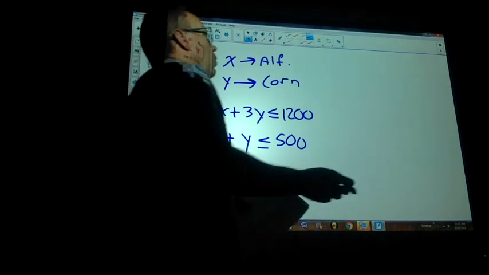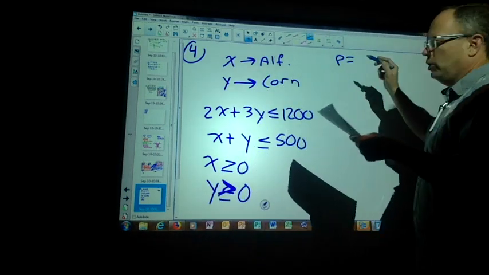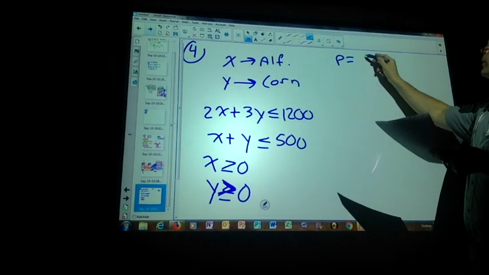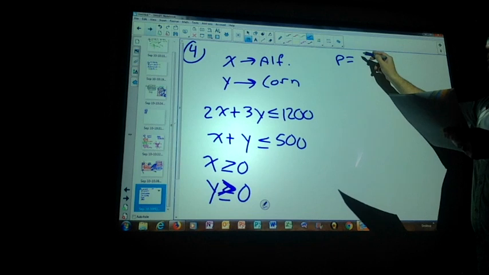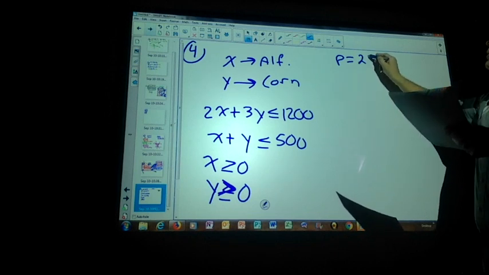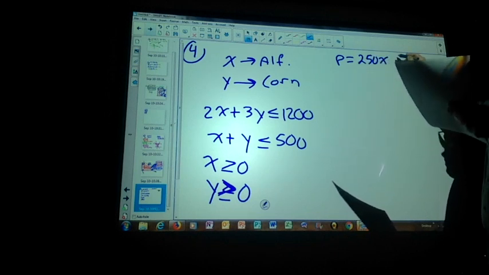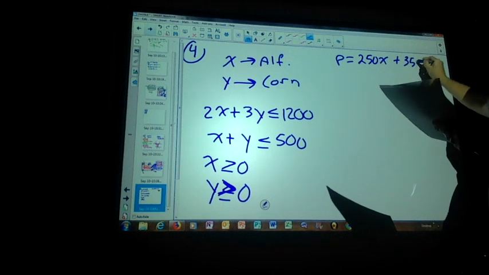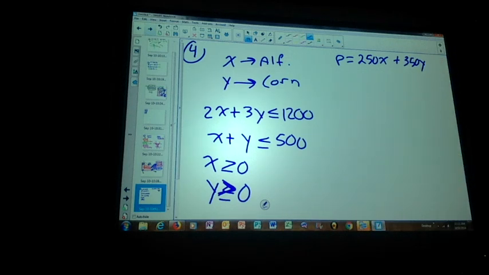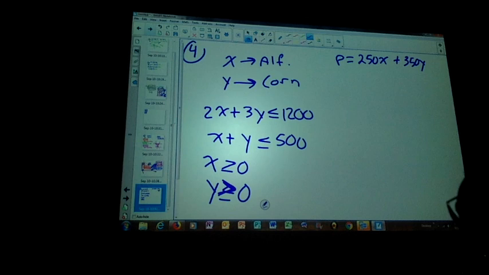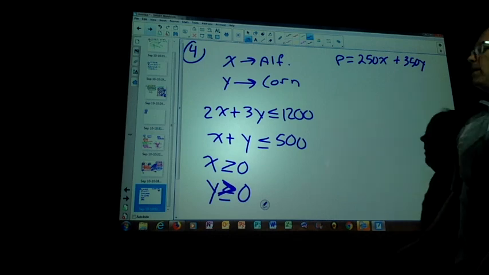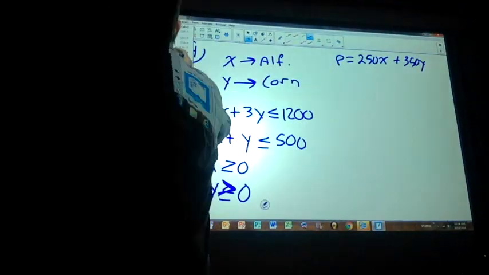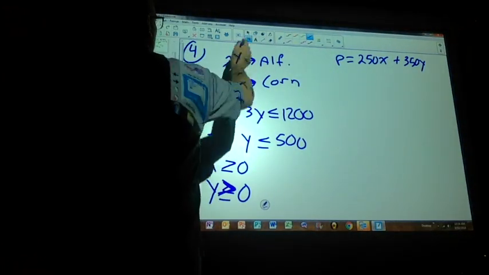What's my profit equation? How much do I make? Not x plus y. It's 250x, which is the alfalfa, plus 350y. Now the hard thing is, a lot of people say you're making the most profit on alfalfa, so plant all of it. You don't have enough time. There's a delicate balance between the two. So I'm going to paste this, see how it works.